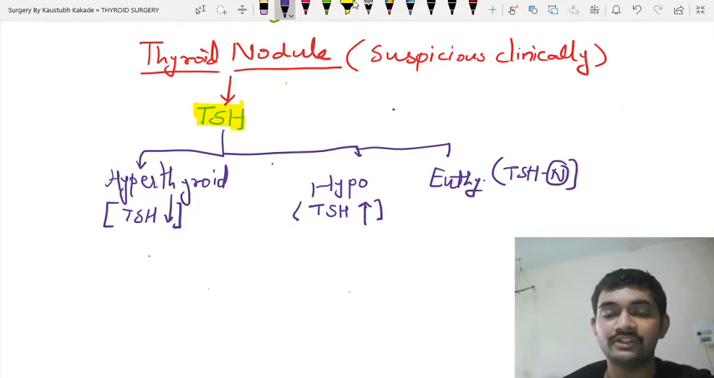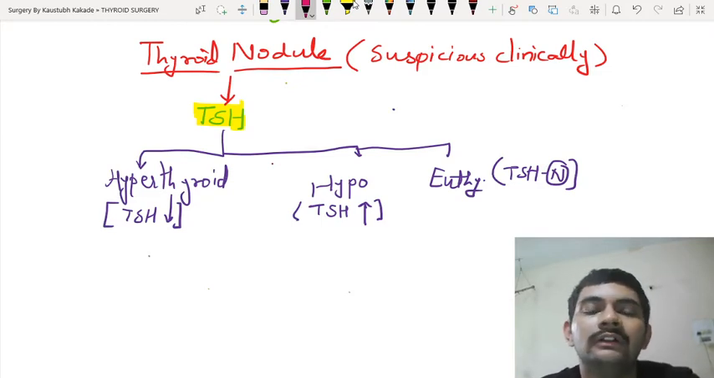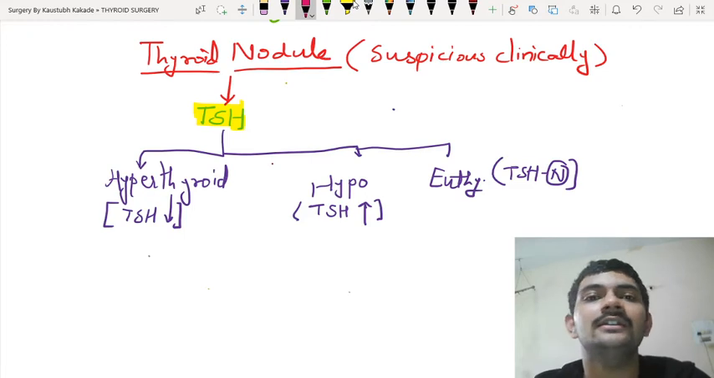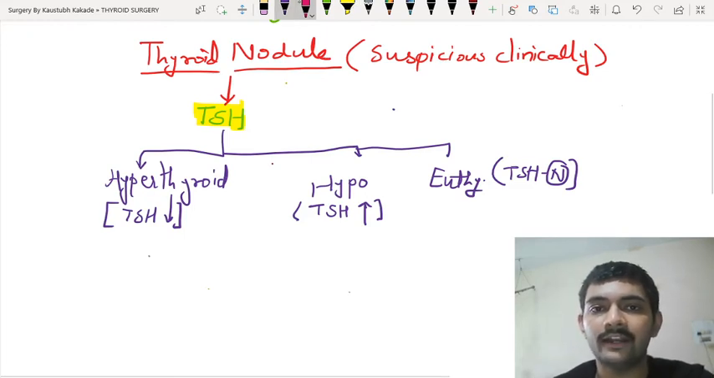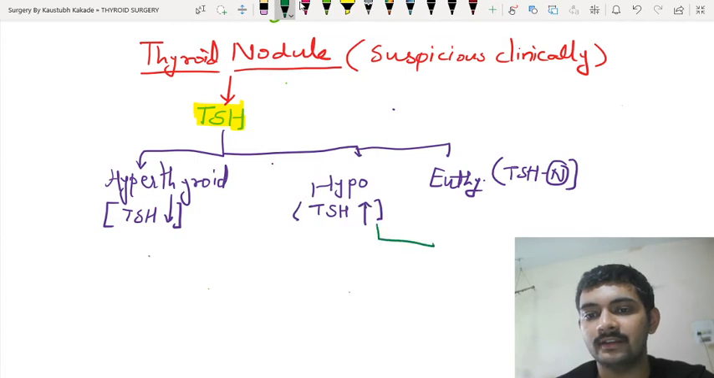Now, just tell me, if a patient has a suspicious nodule and is hypothyroid or euthyroid, that means the patient's TSH levels are high or within normal range but he is coming with a nodule, the suspicion will increase. Definitely the suspicion is going to increase. So to rule out any form of extravagant lesions, the next step for both of these cases is to strictly go for a fine needle aspiration cytology, that is, you are going to do a FNAC.